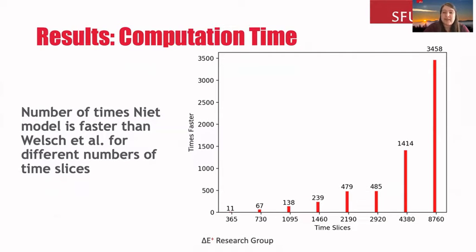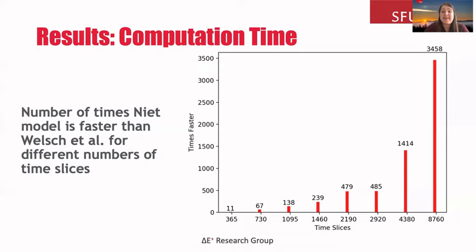So to put these numbers in more concrete terms, the NEAT model never took more than a number of seconds, with the 8,760 scenario taking about 30 seconds. And when there were very few time slices, the Welsh model performed similarly to the NEAT model. However, as the temporal resolution of the model increased, the Welsh version took much longer to run, going up to about 29.5 hours for the 8,760 scenario.